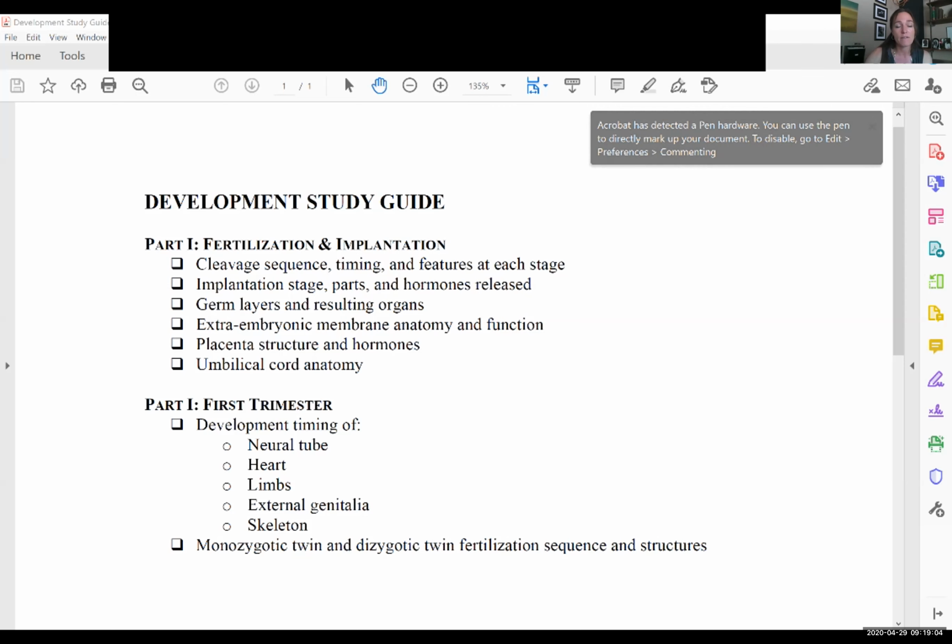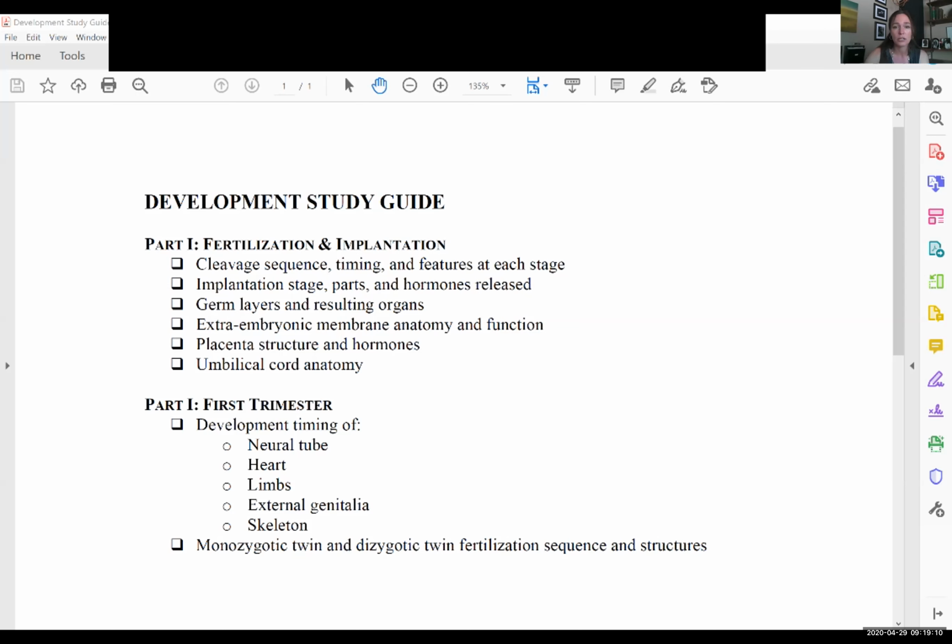So then we have the blastocyst stage, and that's the point that you have to be at for implantation to start. So once implantation starts, for the blastocyst it's critical that you know the 2 parts of the blastocyst, the trophoblast and the embryoblast. The trophoblast is going to release a hormone.